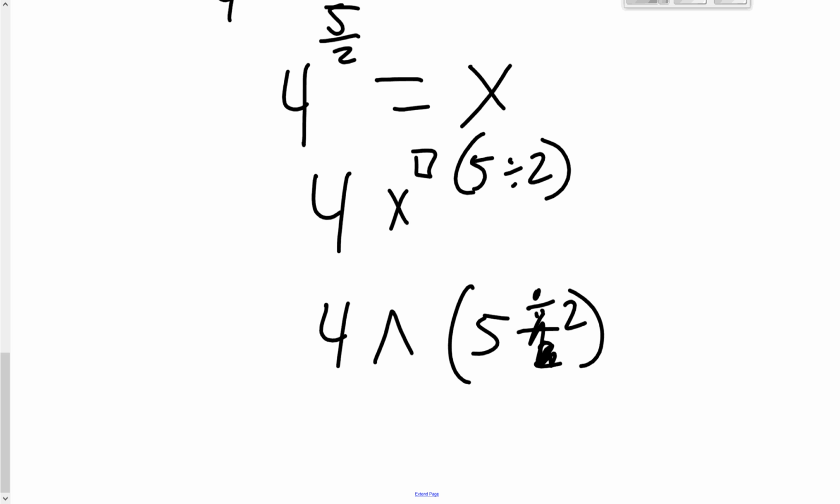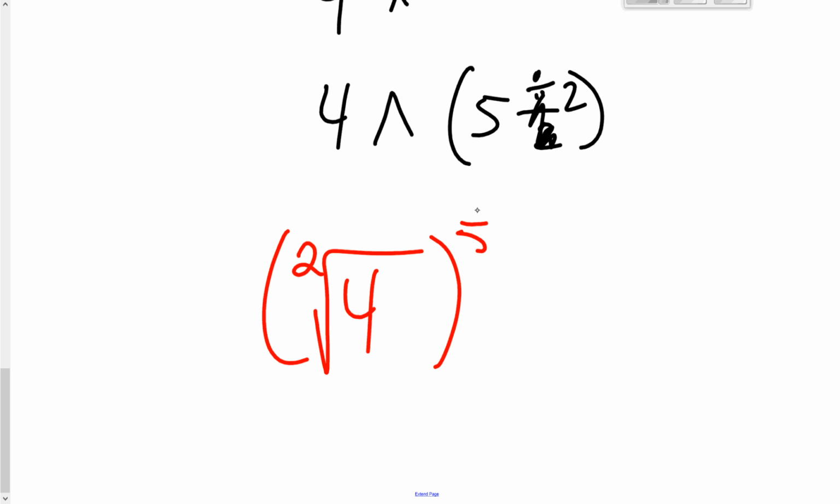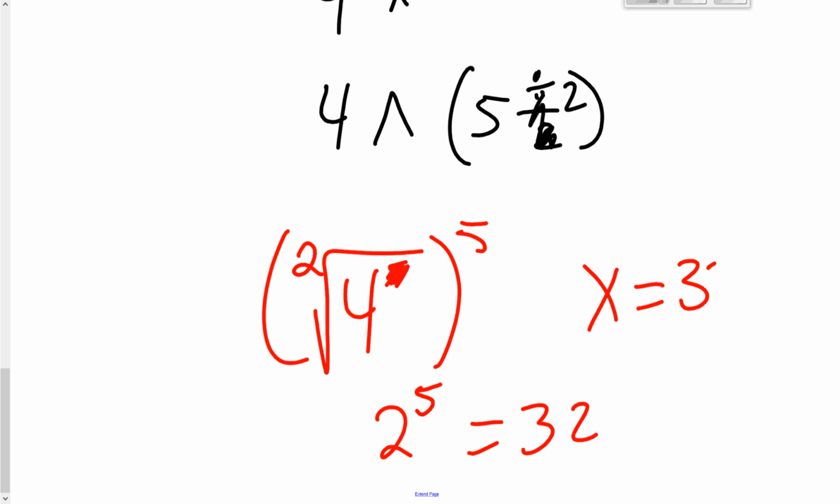Okay, so without a calculator, remember, we can rewrite fraction exponents as roots. So this is 4 with the root, and then the denominator is the type of root, and the numerator is the power. And I probably don't want to put the 5 right here because I don't know what 4 to the 5th is. So if I put 5 on the outside, I do know what the square root of 4 is. That is 2. And then I'm raising that to the 5th, and so 2 times itself 5 times is 32. So x is equal to 32.